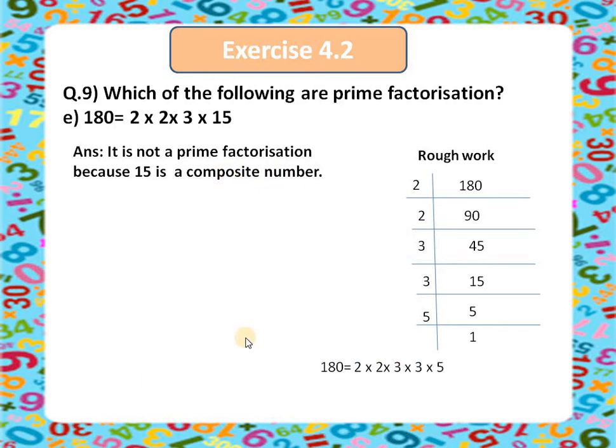You may check your answer like this: 2 multiplied by 2, 4. 4 3s are 12. 12 multiplied by 3. And then you can multiply by 5. You will get 180.